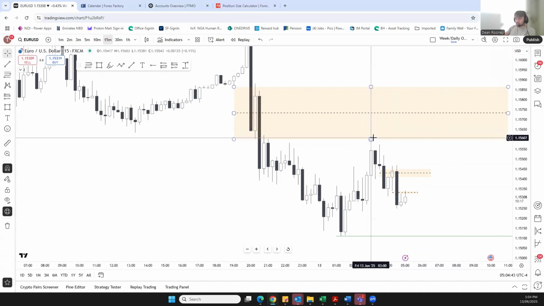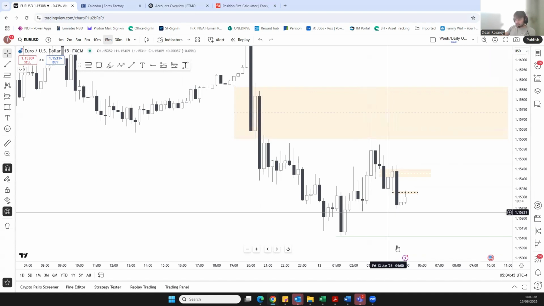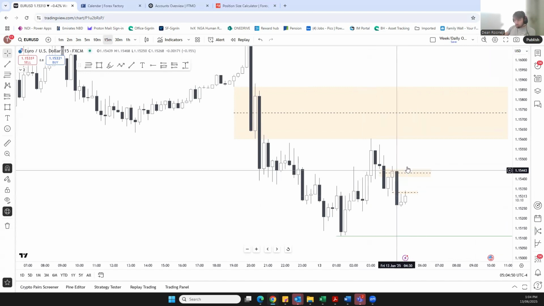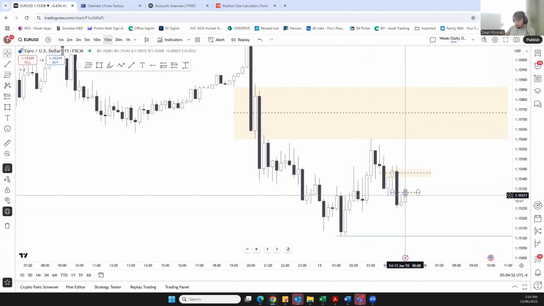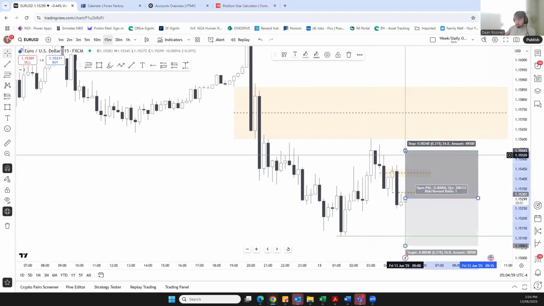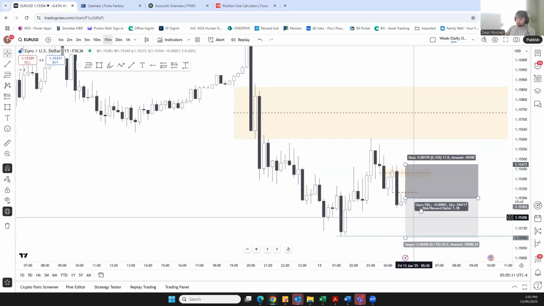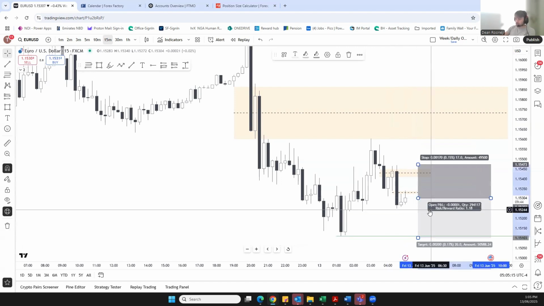Because this came up here and rejected, that now draws my attention to down here. This should act as resistance. This should potentially act as resistance, and potentially here, a probably low risk sell would be to enter there, bring your stop loss above that high, and run it down to these lows. So you're getting a 1-to-1 ratio there, okay? If you risk $100, you could make $100. That's probably a low risk sell, okay?